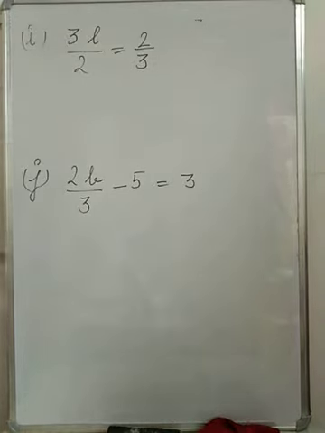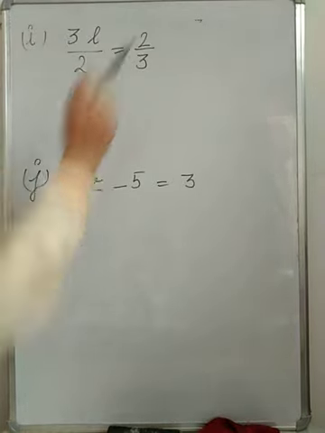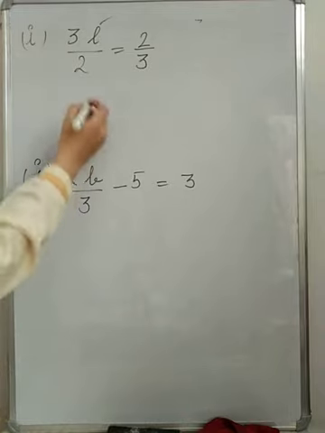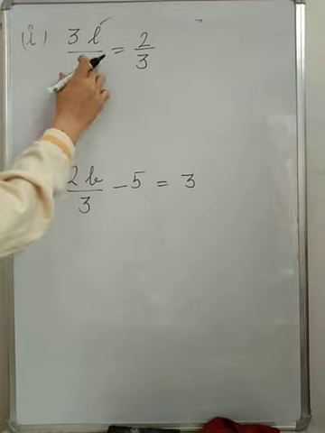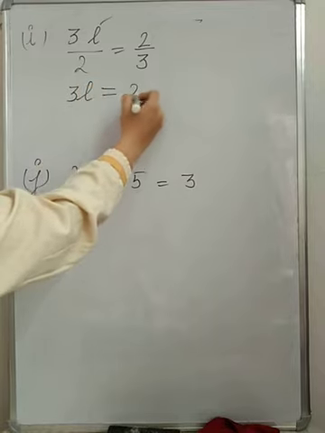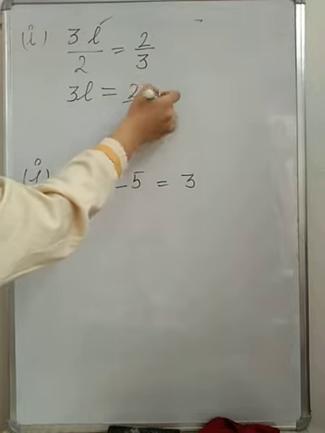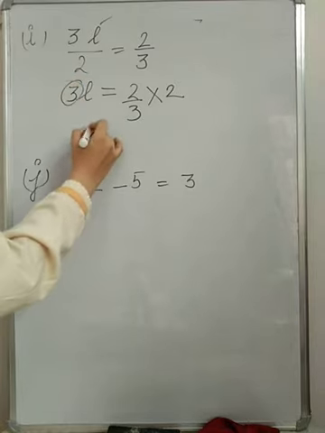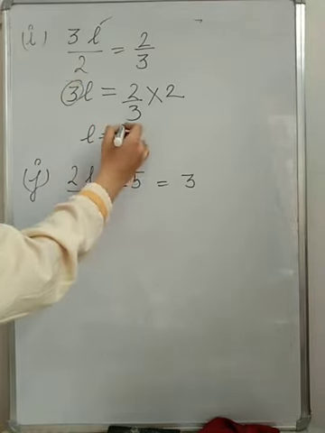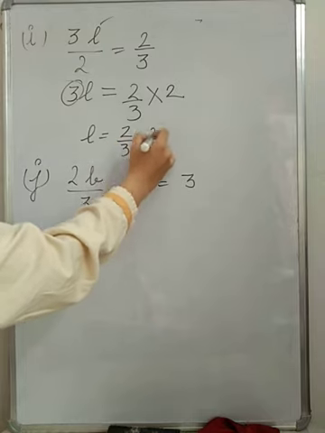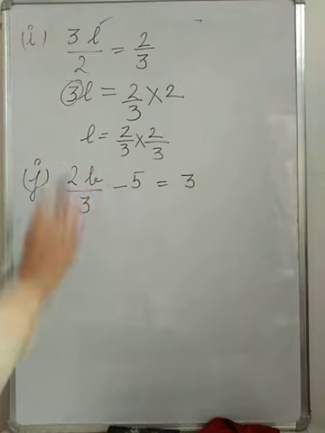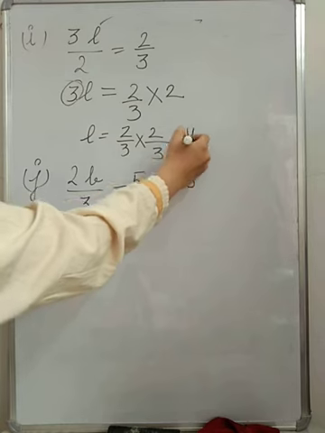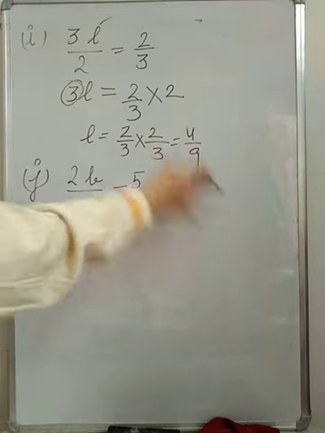Now see, they are saying 3L upon 2 equals 2 by 3. Now here L is the variable. So firstly take that which is in division, move to the other side, 2 by 3. Here in division, move to the other side, it will be in multiplication. Now see, in the next part you will take that. Here 3 is in multiplication, move to the other side, it will be in division. Now 2 2s are 4, 3 3s are 9. So the value of L is 4 by 9.